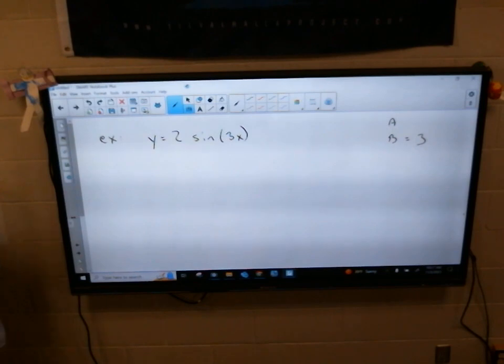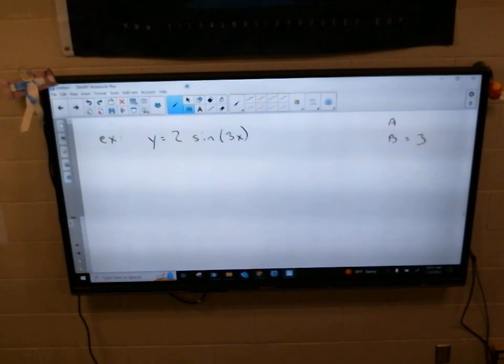So when it's just x, you go once, and if it's a number, you go that many times. Correct. So if it was 5, it would go up and down 5 times inside that space between 0 and 2 pi. Now, how do we graph that?